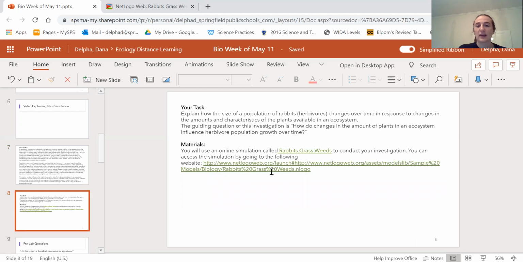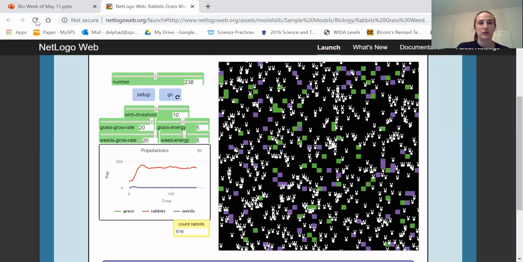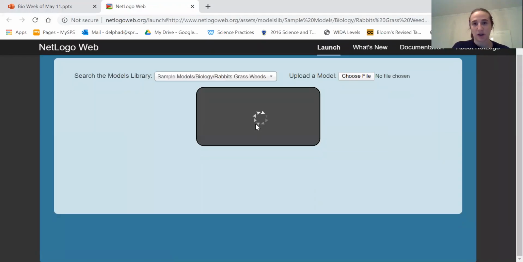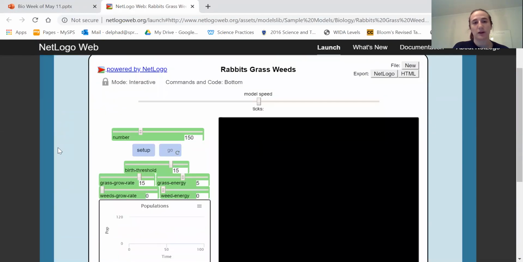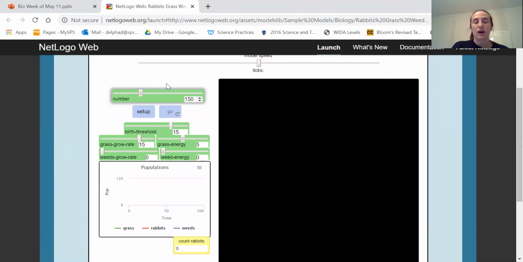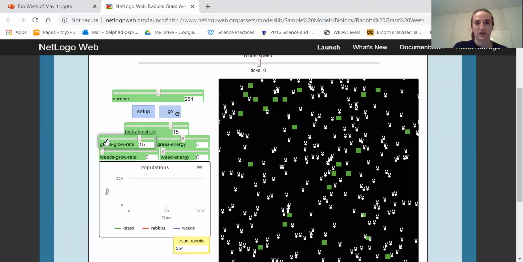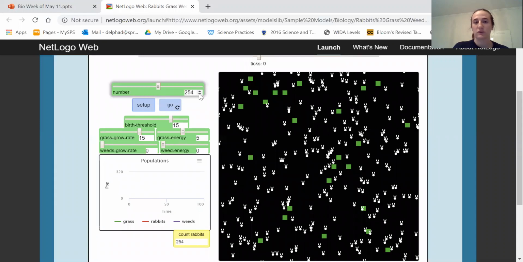So on slide 8, you're going to click on the rabbits grass weed simulation and it will open. Let me refresh the page. And this is what it will look like once it loads. All right. So there are a bunch of different setups here. I suggest when you click setup, starting somewhere around 250 rabbits, because that's right in the middle.